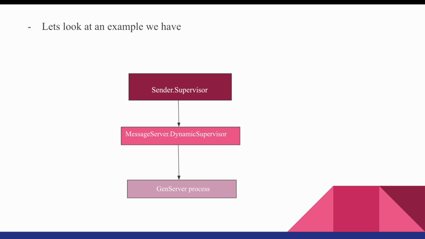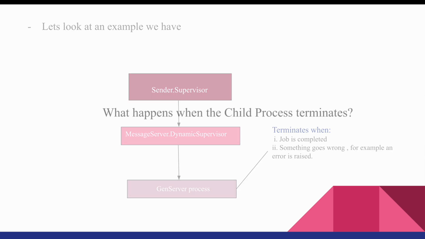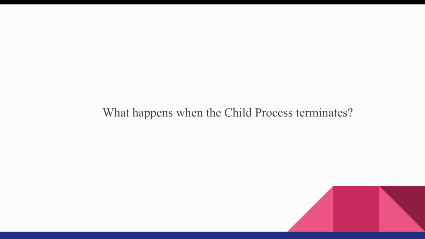This dynamic supervisor is responsible for starting the GenServer process on demand. This GenServer process is assigned the task of sending messages to the given phone number. Our GenServer process can terminate when it completes its job, or if something goes wrong, for example, an error is raised within the child process. So what happens when the child process terminates? Let's jump into the code and see.